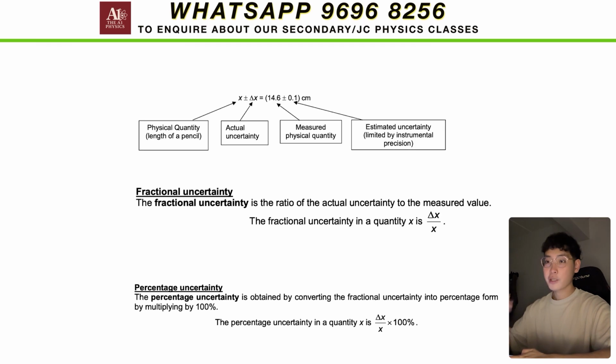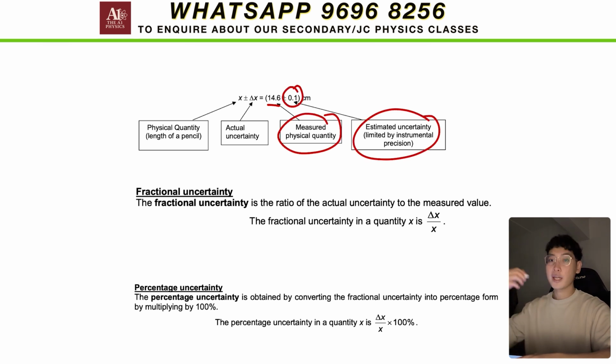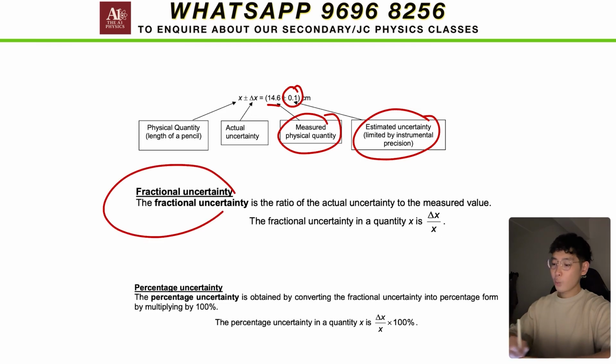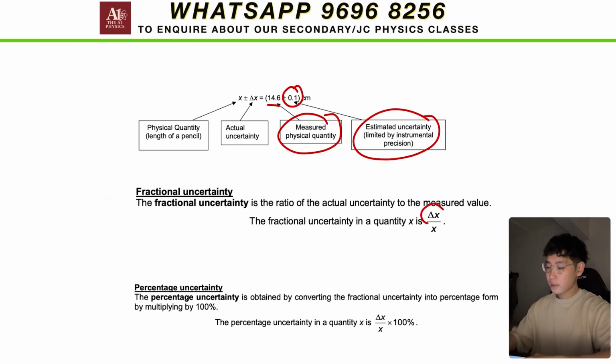So for example, if we measure a pencil using a meter rule and we found out that the length of the pencil is 14.6 cm, that is the measured value, and 0.1 cm is the actual uncertainty of the pencil. So the actual uncertainty, we represent it by this symbol over here, which is delta x. Now we're going to learn this term called fractional uncertainty, which is basically the actual uncertainty over the measured value. For this pencil over here, the fractional uncertainty will be delta x over x, which is just 0.1 over 14.6, right? That's called the fractional uncertainty.